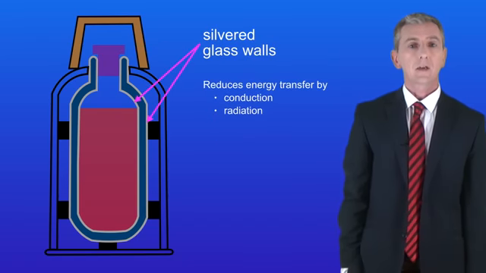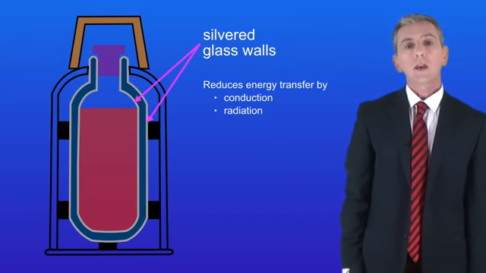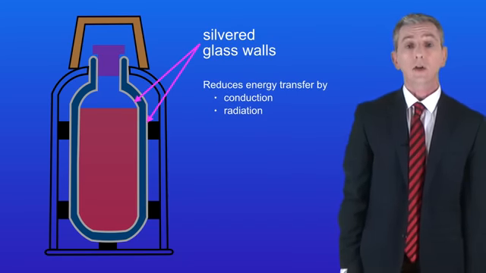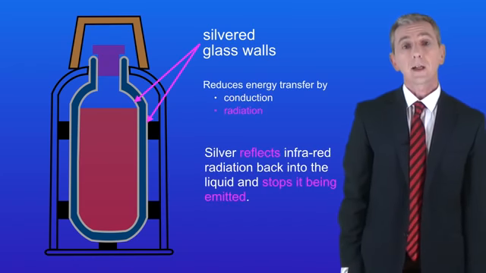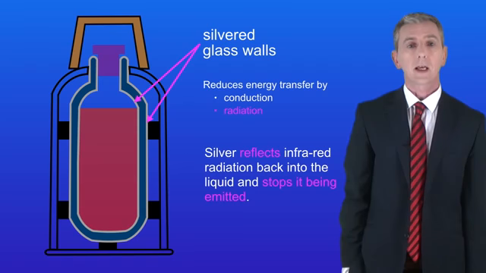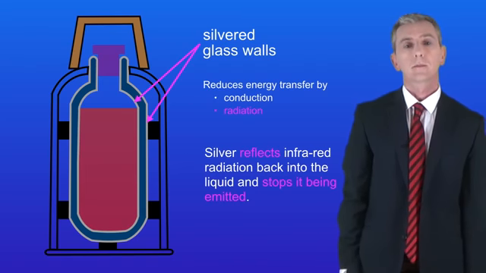Let's look now at the silvered glass walls. These reduce energy transfer by conduction and radiation. Glass is a poor conductor, so that reduces heat transfer by conduction. Silver reflects infrared radiation back into the liquid and stops it being emitted.